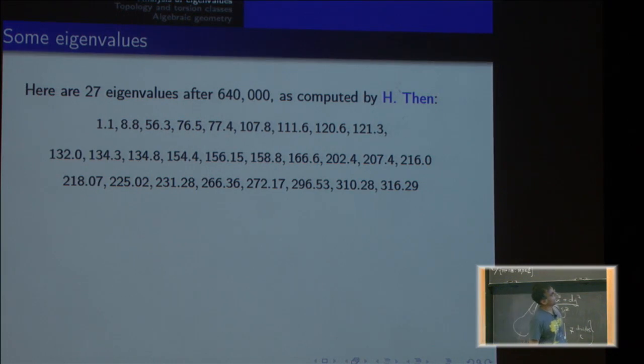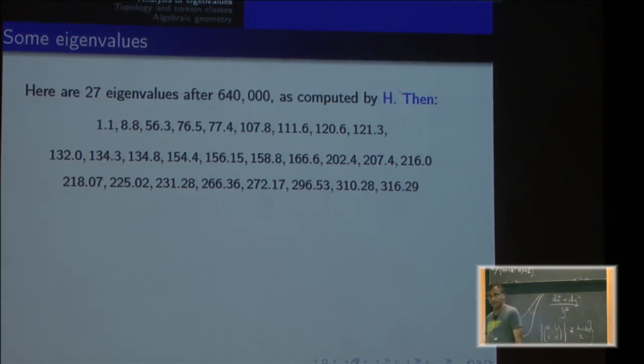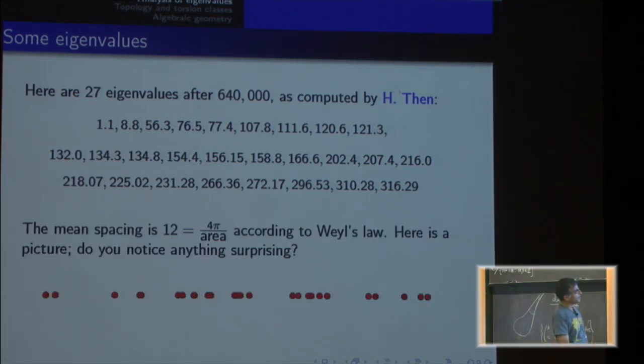And what do we see from this? I'm not sure. It's a bunch of numbers. At least you can see maybe it's reasonable. There are 27 of them, so the average spacing looks to be about 12. Here's a picture of them. This is a picture where the x-coordinates are the eigenvalues. So the x-coordinates of these are these numbers that appear above. So 1, 8, 56, and so on.